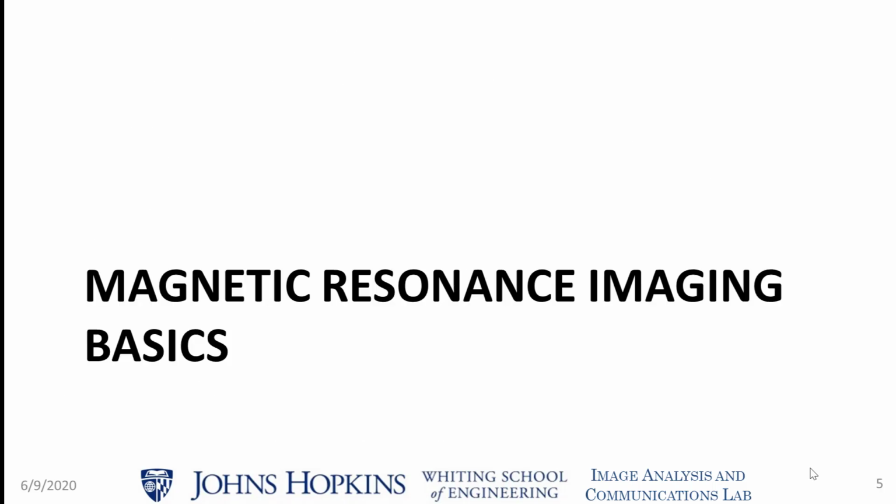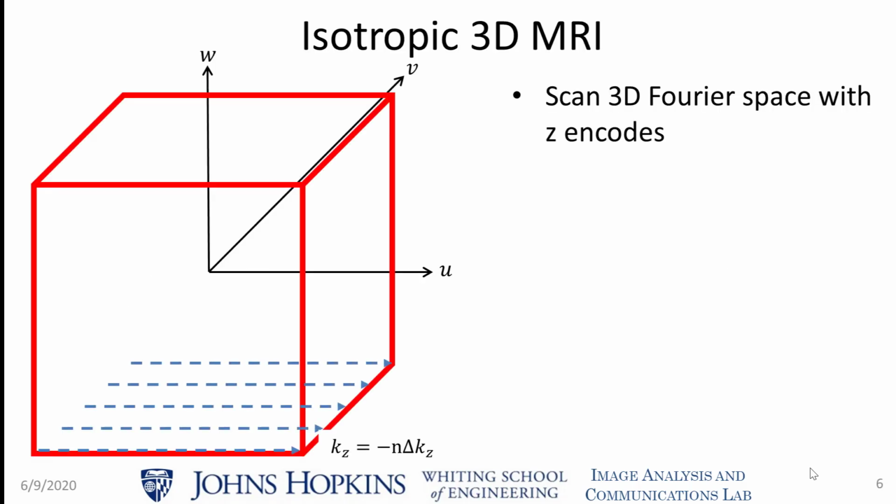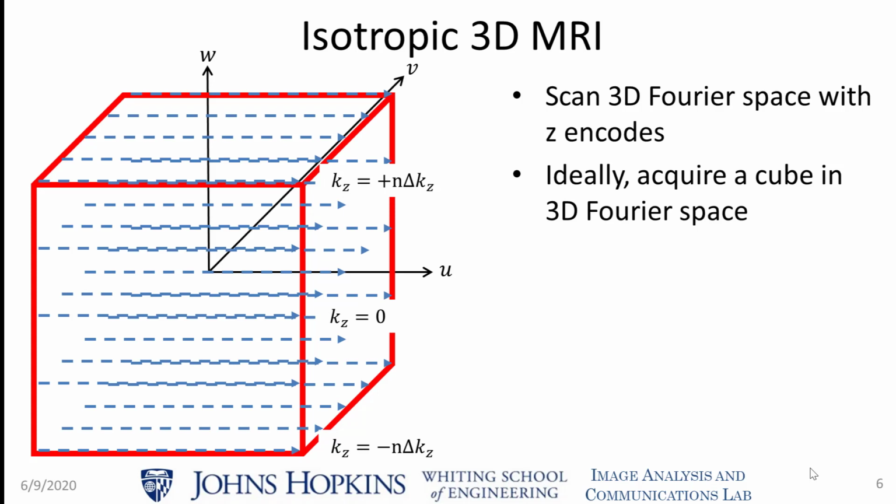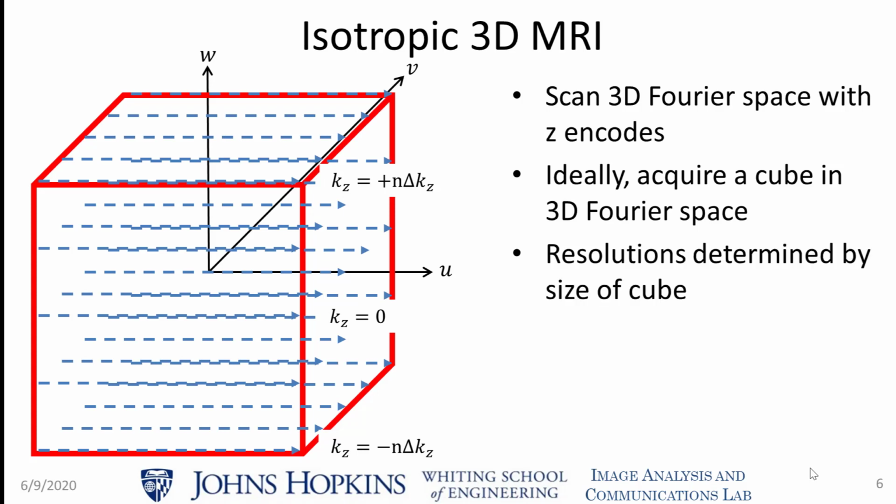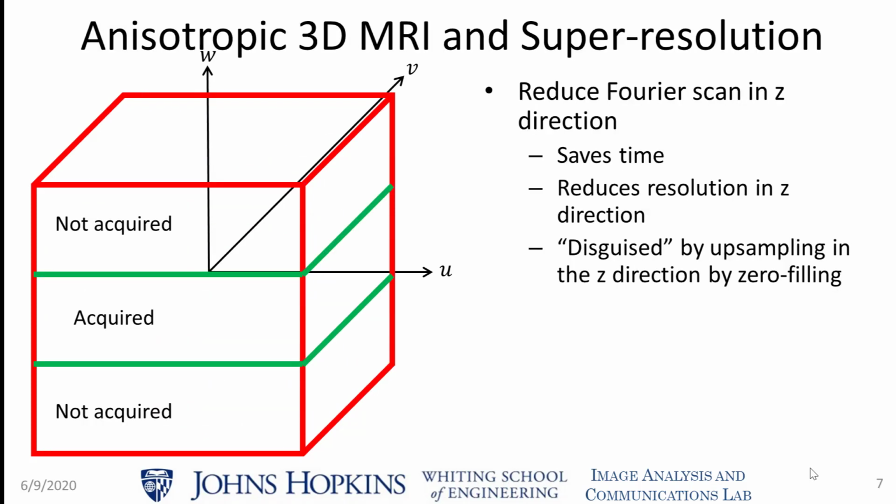Now, I want to back up a little bit and describe some basics in MR imaging so that I can explain what the needs really are. So in 3D MRI, this is an acquisition protocol that specifically uses Fourier space in 3D, and it scans a cube in 3D by sequencing through a series of Z encodes, phase encodes. The resolution that you get in the image after inverse transforming to image space is determined by the size of this cube, the dimensions of this cube. So the bigger the cube, the higher the resolution image that you're going to be acquiring.